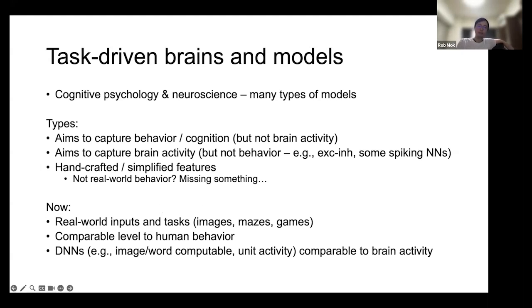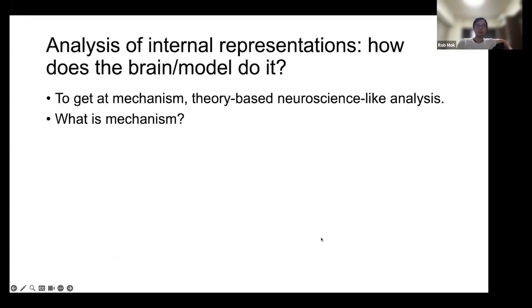The argument might be that this is not real-world behavior, we're missing something, and now we have much more powerful models that can do things that are more like humans, like actually processing images and doing navigation in real images. There are comparable levels to human behavior, and you can actually compare the model with brain activity, not only at an abstract level, but with specific images and words and the activity of units, and that can be compared to the brain. So we want to analyze how the brain does it.